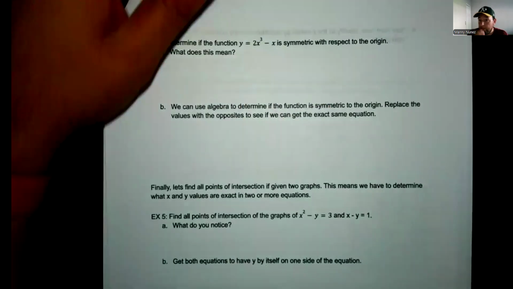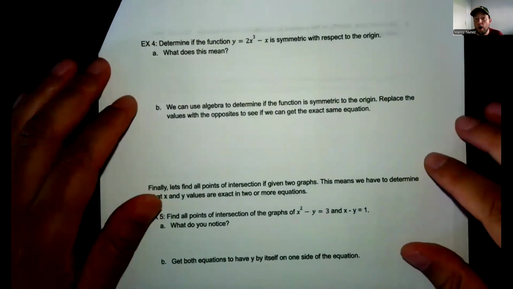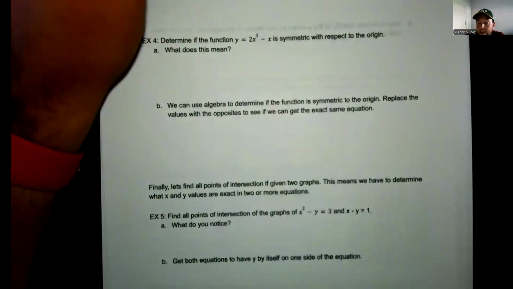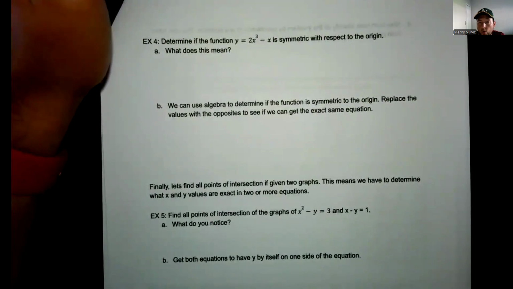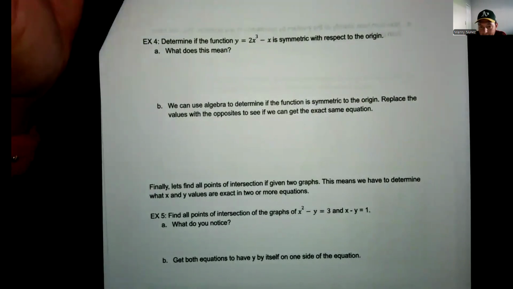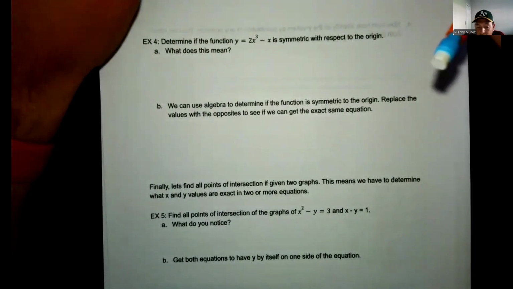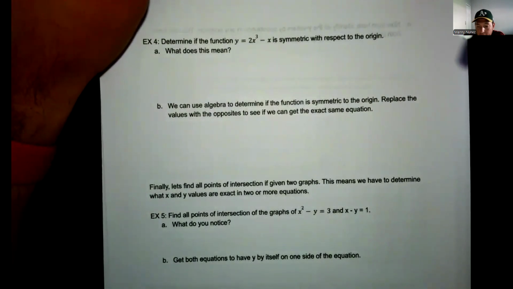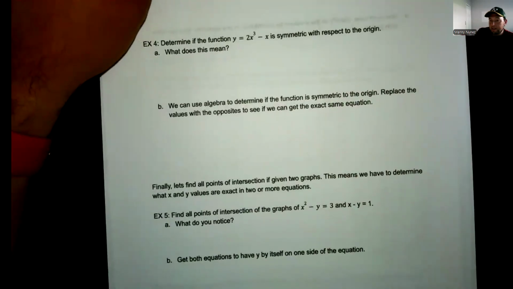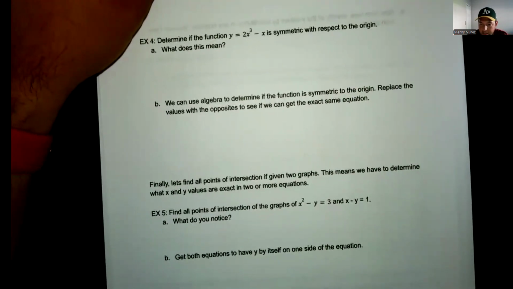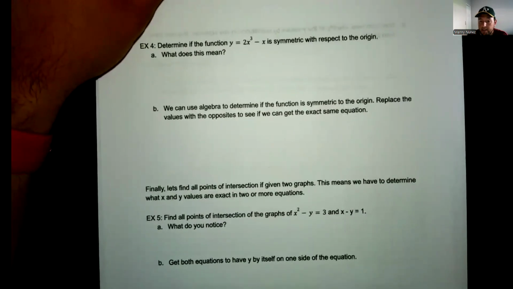Okay, so for this example here, I want to determine if the function y equals 2x cubed minus x is symmetric with respect to the origin. Now, we could graph this, right? But what does this mean? And if I want to do this algebraically, if I were to plug in the opposites, I would get the exact same equation. Okay? If I plug in negative x and negative y, I should get the exact same equation. It's basically what it's saying.